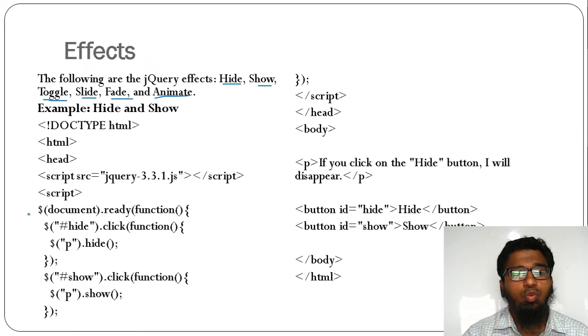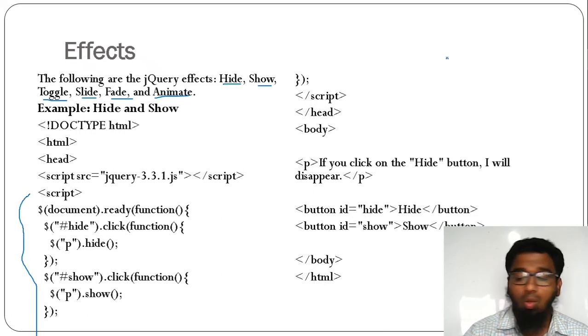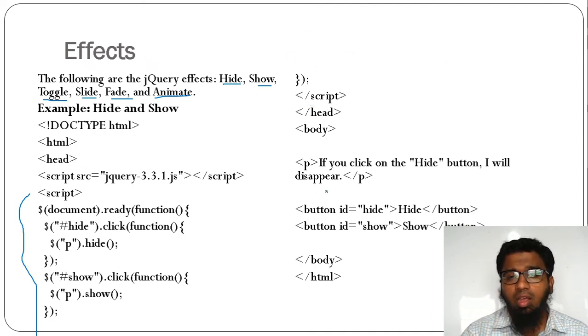Here also we need to do the same thing. We need to write the scripting language, and here if you click on the hide button, the paragraph will disappear. Whenever you click this hide button, it will not show. Whenever you click on show, whatever paragraph is available will be displayed. So here let's see the example. How is the scripting language written here?